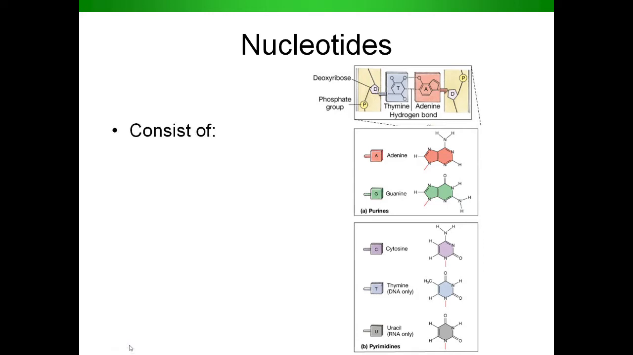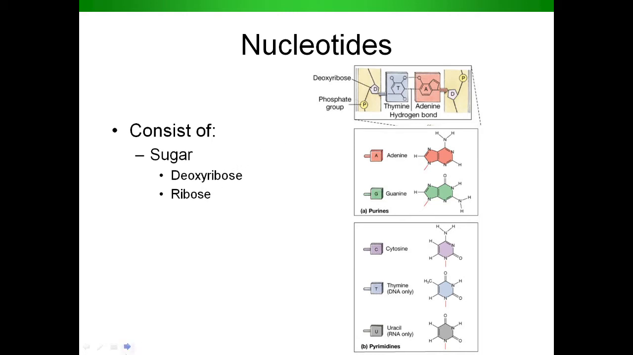Now, nucleotides are going to consist of a sugar. Now, in this picture right here, we can see the sugar is going to be a deoxyribose sugar in this case. You've probably heard of deoxyribonucleic acid, or DNA, right? That's where the D comes from. It's this deoxyribose sugar. So a nucleotide consists of a sugar, and that sugar can be a deoxyribose sugar or a ribose sugar. Remember, there's RNA too, and RNA has a ribose sugar here instead of deoxyribose.